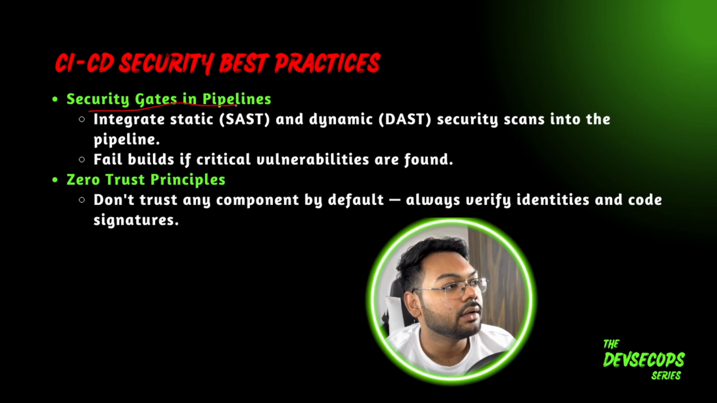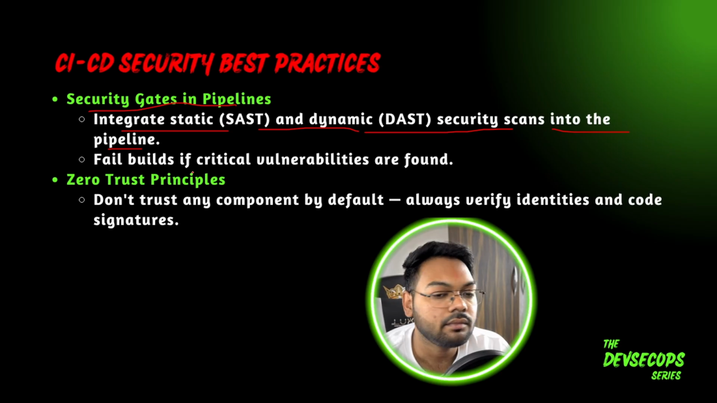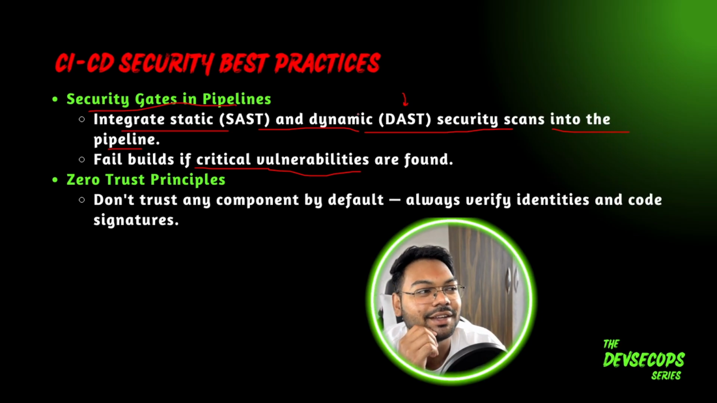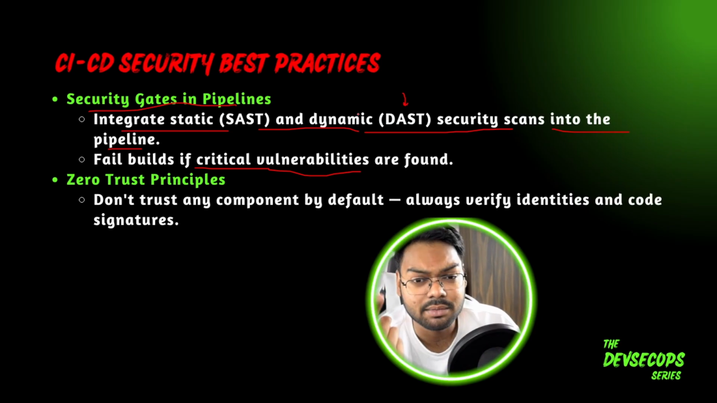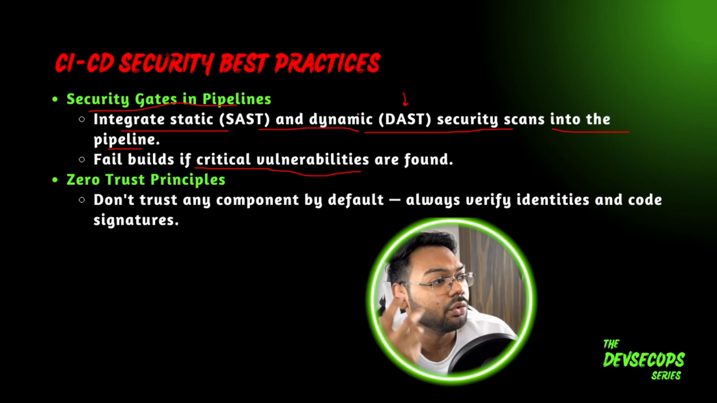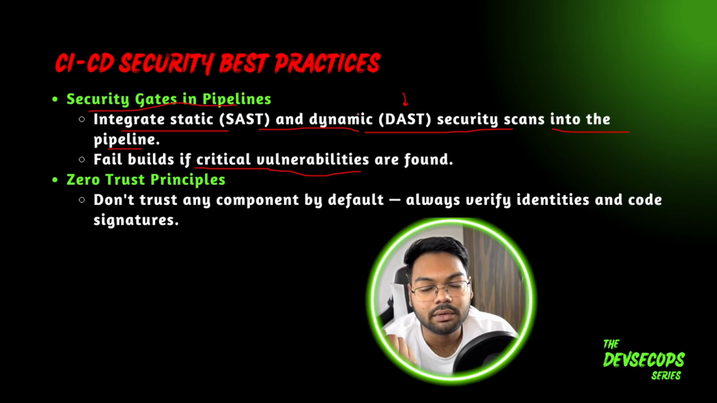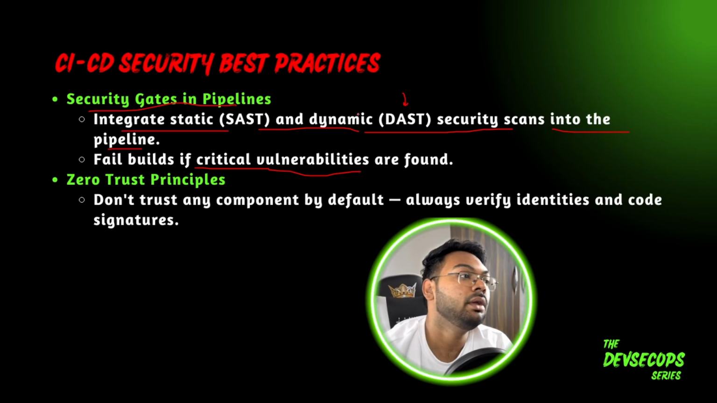Then security gates in the pipeline: integrate SAST and DAST security scans, and check whether any critical vulnerabilities are found in the application using these different scans. I will link all the videos in the description section. Then you can check what critical vulnerabilities are found in your code or application. If there are any, you can block the deployment process. If everything is good, it would pass.